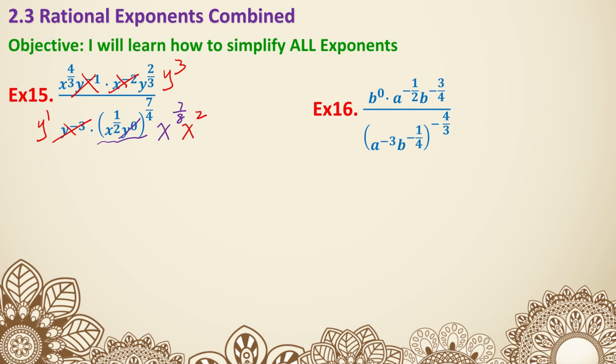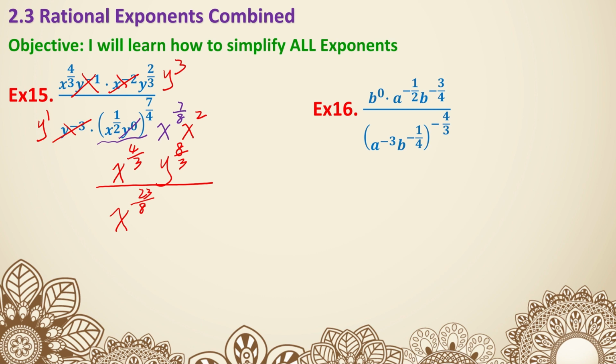And then let's simplify. We have x to the 4/3 on the top, the bottom 7/8, and the 2 together is 23/8. As for the y, we have a y cube on the top and a y first on the bottom. That already becomes y squared. And we still have a 2/3 on the top, so it's going to be y to the 8/3.